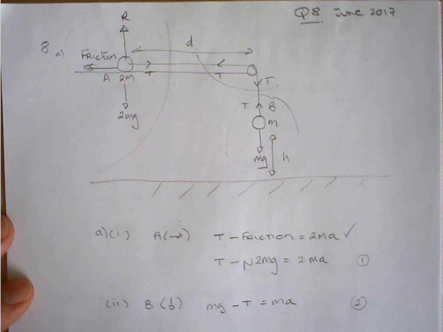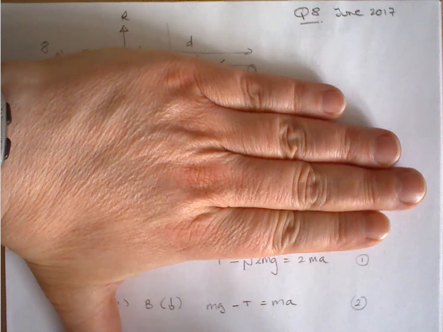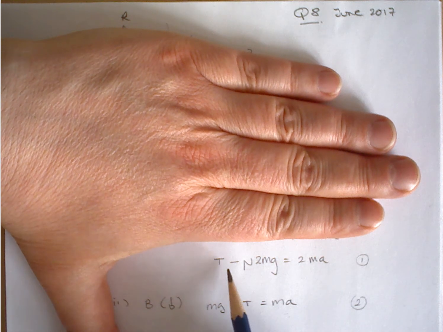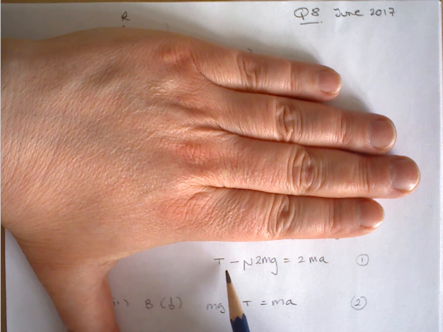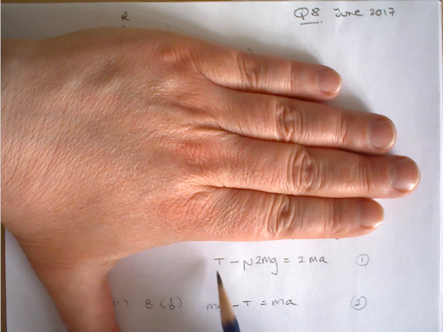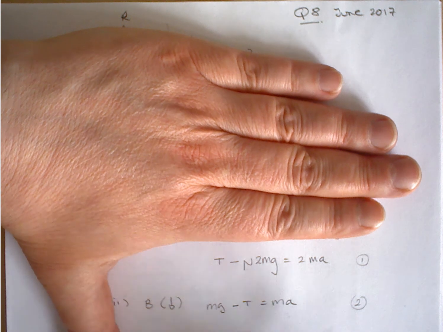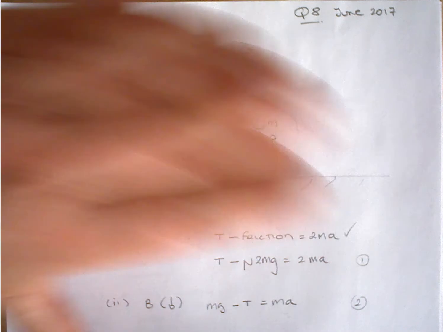Now in part B, they want us to work out what the acceleration is. And if you remember, when you get these two motion equations and you add them, the T's will disappear, because you've got a positive T here and a negative T here. And that'll allow me to create an expression for A. So that's what I do.